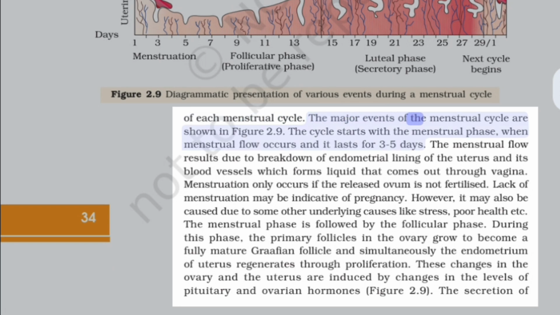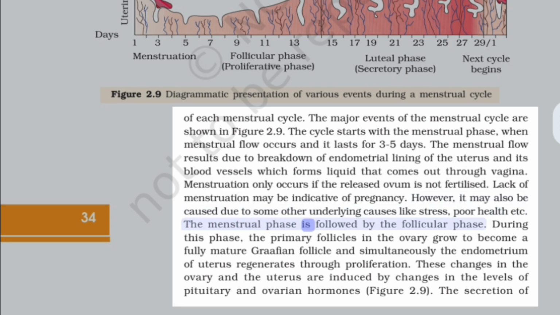The major events of the menstrual cycle are shown in the figure. The cycle starts with the menstrual phase, when menstrual flow occurs and it lasts for 3 to 5 days. The menstrual flow results due to breakdown of endometrial lining of the uterus and its blood vessels, which forms liquid that comes out through the vagina. Menstruation only occurs if the released ovum is not fertilized. Lack of menstruation may be indicative of pregnancy. However, it may also be caused due to some other underlying causes like stress, poor health, etc.